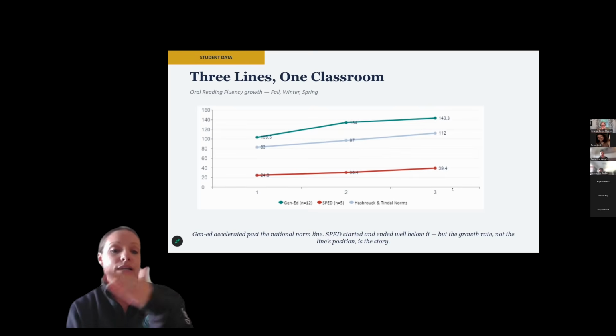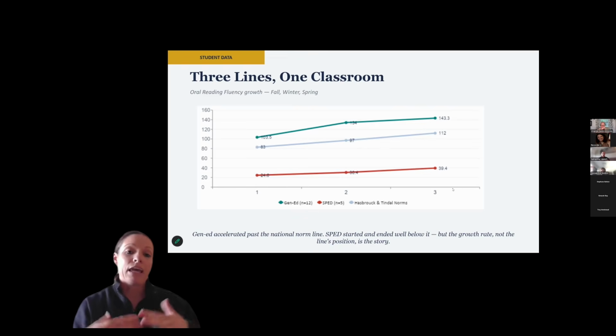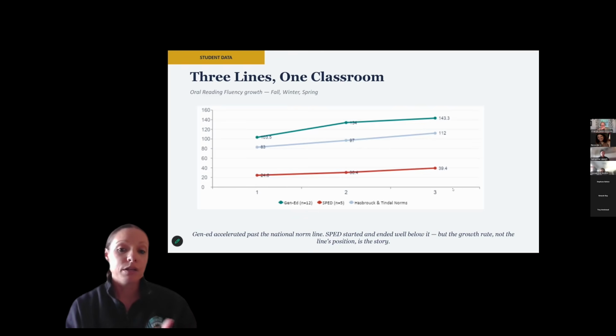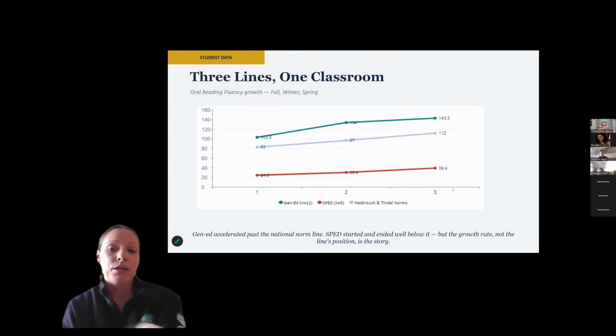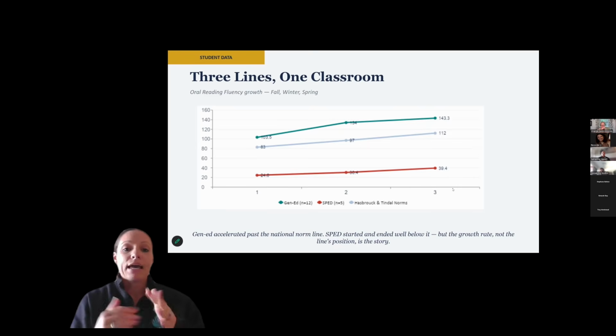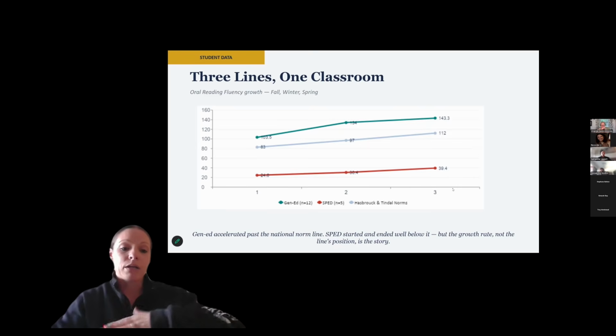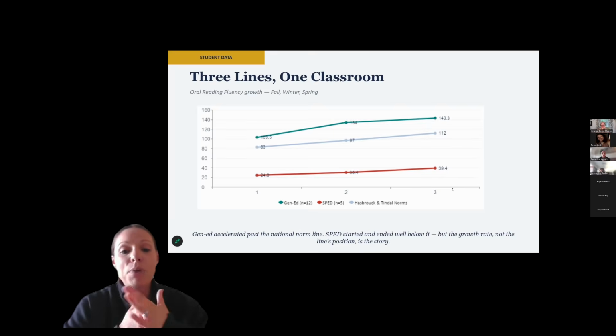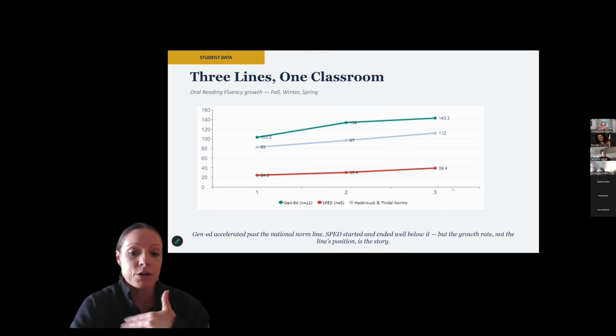And then that line that is above, that is my Gen Ed group. So my Gen Ed group came in already above the norms. And you can see that they started out as a group at 103 words per minute and grew up to 143 words per minute. So you can see I had a very big gap between basically the haves and the have-nots in the room. But you can also see that both groups moved along their growth for their oral reading fluency throughout the year.